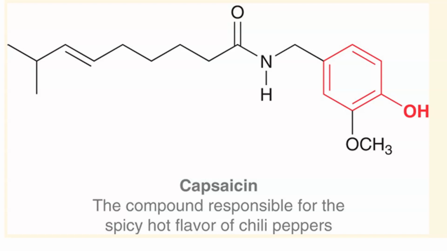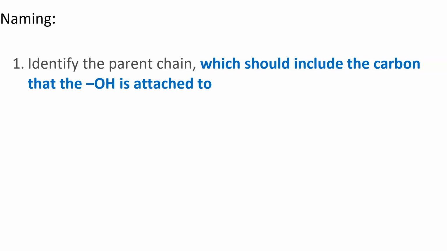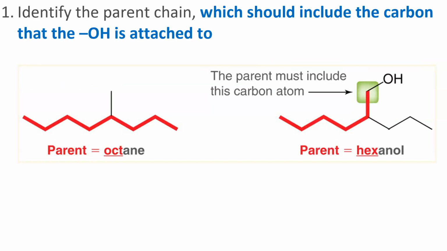It sucked. Just like everything we've done, the first step in naming an alcohol is to identify the parent chain. This includes the carbon that the OH is attached to, not necessarily the longest carbon-carbon chain in the molecule. Right, so if it's not an alcohol, we're used to just using the longest carbon-carbon chain, but now, just as it was with alkynes and alkenes, the parent chain is the longest chain that includes this particular functional group, and in this case, it's the OH group.